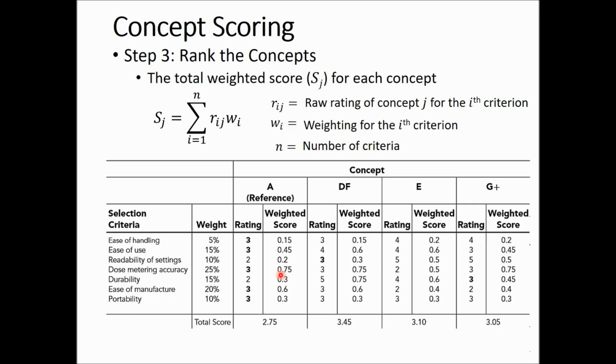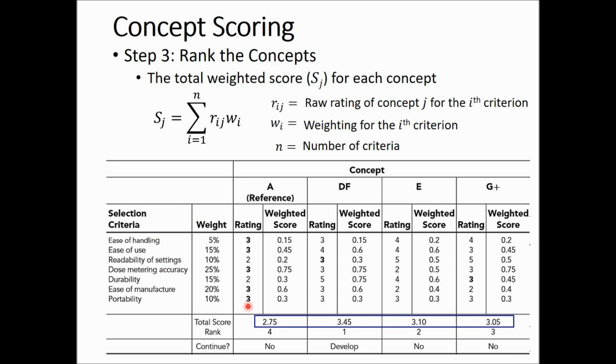And then we can rank the concepts just by adding all these weighted scores together. So you can add all these weighted scores together and get the total score for each concept that you consider. In terms of a mathematical formula, it's given here. Based on this score, you can rank them. The highest score is 3.45, and that gets the highest rank. If you want to select only one particular concept for further investigation, then the obvious choice is DF. DF has the highest rank, so you decide to continue and further develop concept DF, for example.